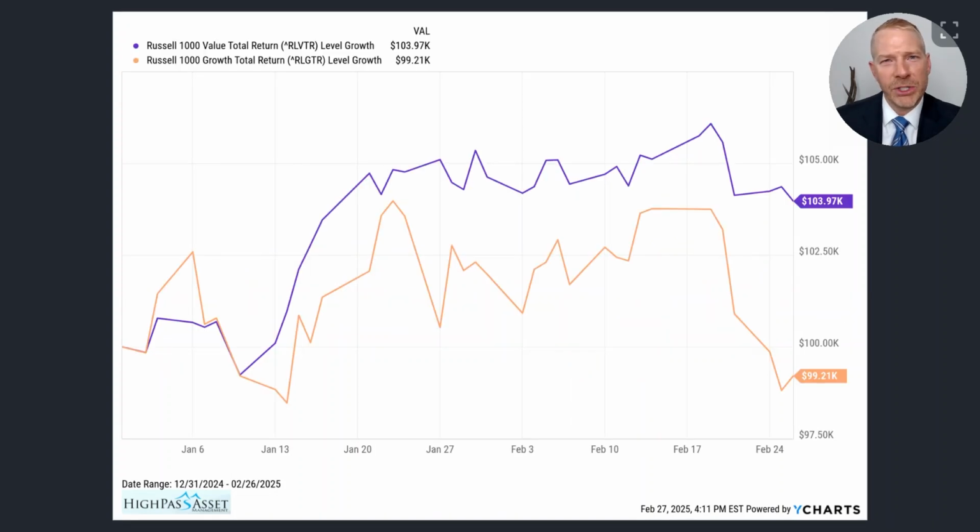Market leadership appears to be changing. If we had started the year with $100,000 in the Russell 1000 Total Return Growth Index, we're now at 99,000. If you had started the year with $100,000 in the Russell 1000 Value Index Total Return, you're now at roughly 104. There's about a 5-point spread here. Now, I don't know if this is just temporary or if it's the sign that we are going to see a major change in market leadership for a long period of time, but I do find it very interesting because market leadership changed in the early 2000s and that leadership lasted for over a decade.